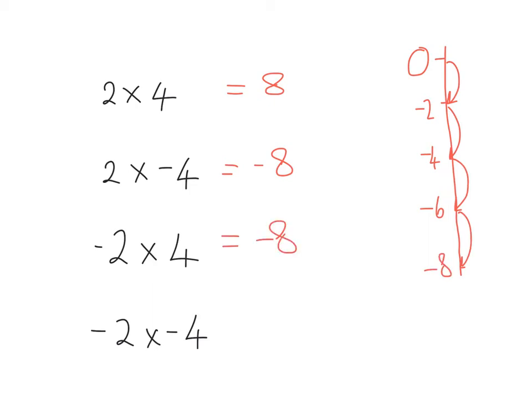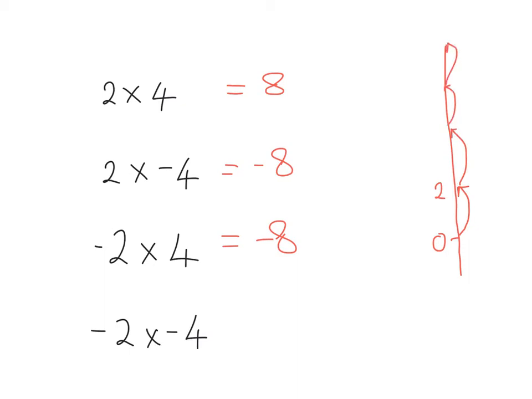The hard one is negative 2 times negative 4. So start at 0, and I want a negative 2, but it's going to be times by a negative, so it's going to turn into a positive 2, and I want 4 lots of that. So a negative times a negative is a positive.